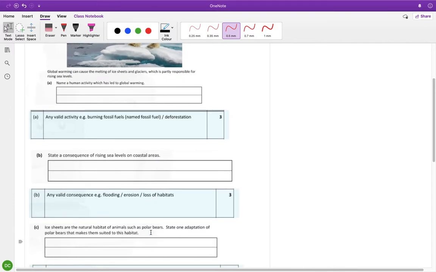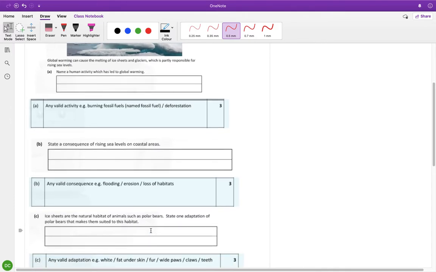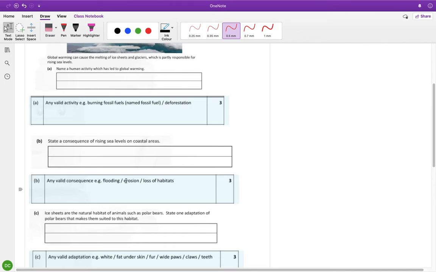State a consequence of rising sea levels in coastal areas. So again, any valid consequence. The most obvious one is flooding. We talked about that because the sea levels are that bit higher anyway, so it doesn't take as much rain to cause a flood. So the floods are happening more regularly. And they have erosion there as well, and then they have loss of habitat. Okay, and these are just examples, so this list is not it. You may well have come up with another consequence which would have got you 3 marks.